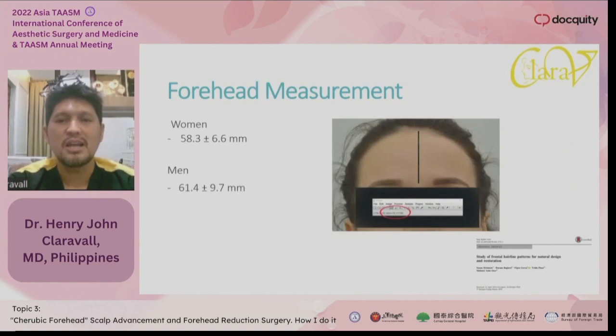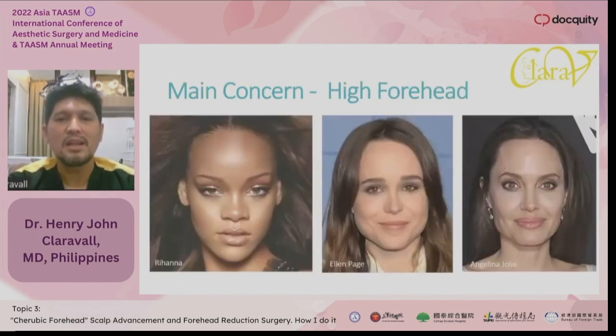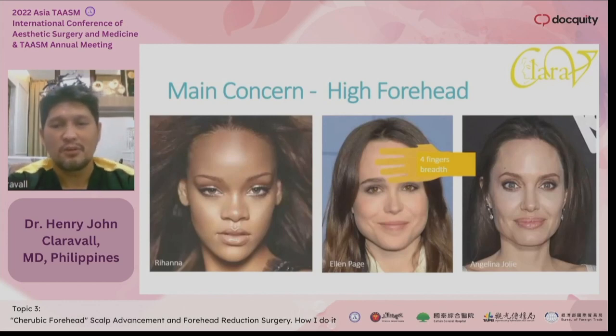According to the study of Susan et al., the natural most common height of the forehead from the glabella to the hairline is around 58.3 plus minus 6.6 millimeters for women, and for men, it's around 61.4 plus minus 9.7 millimeters. It has been said that the normal height of the forehead should be at least 4 fingers breadth from the eyebrows to the hairline. That's why they call it forehead.